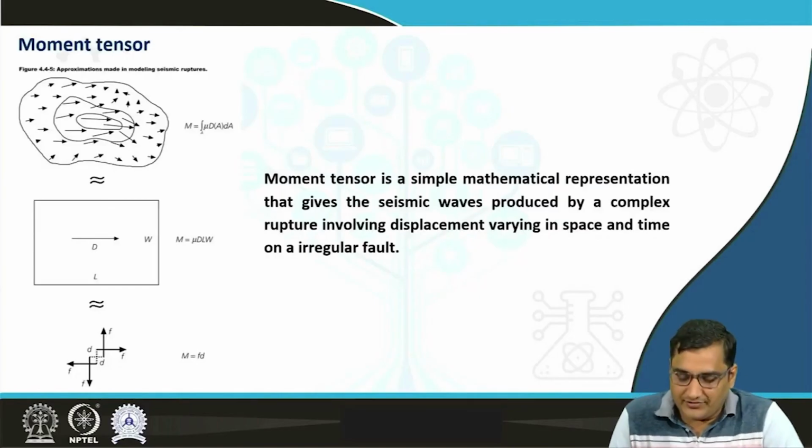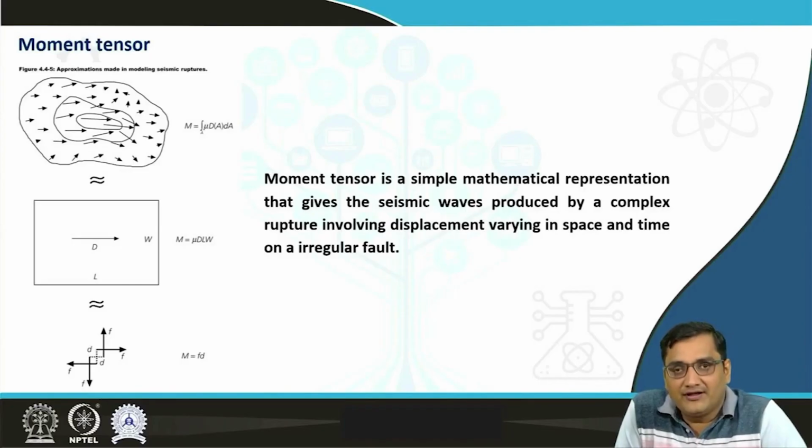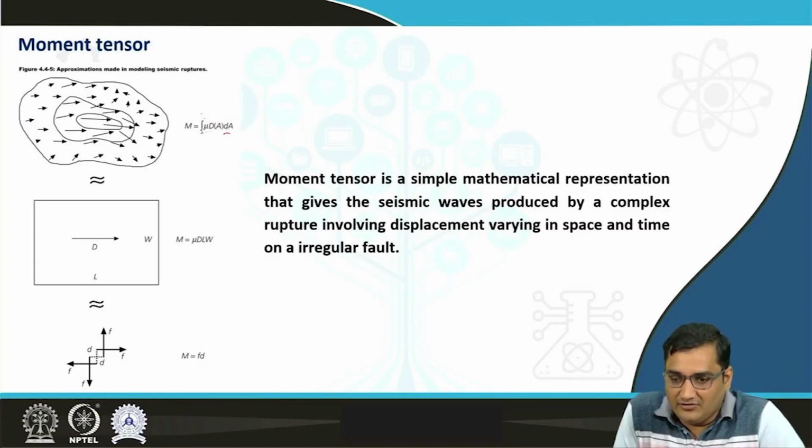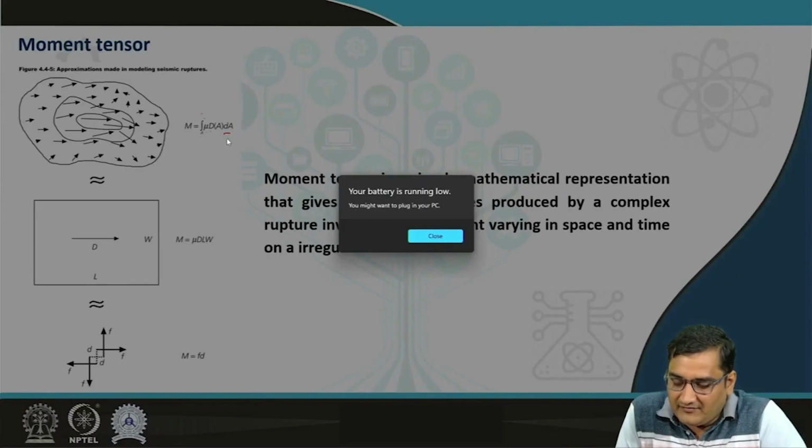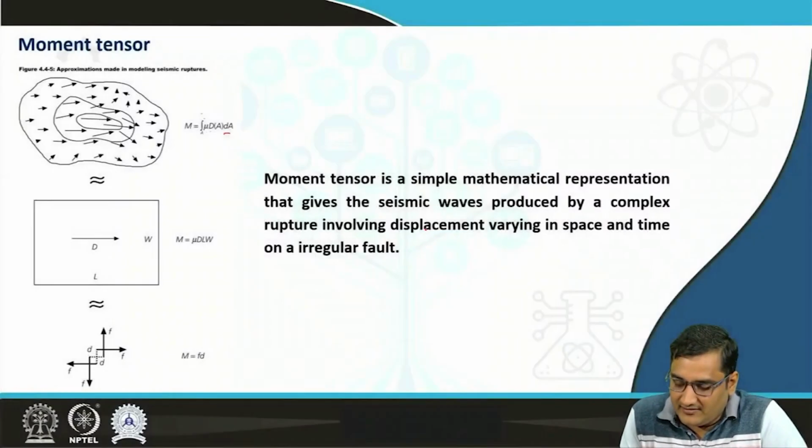Suppose there are forces acting on an irregular shaped body, then we can have the moment as an integral or the summation for the entire area A. That will be the shear modulus multiplied by d, that is the slip, and the elemental area dA. So on the elemental area dA, whatever the slip is, that is represented by this particular expression.